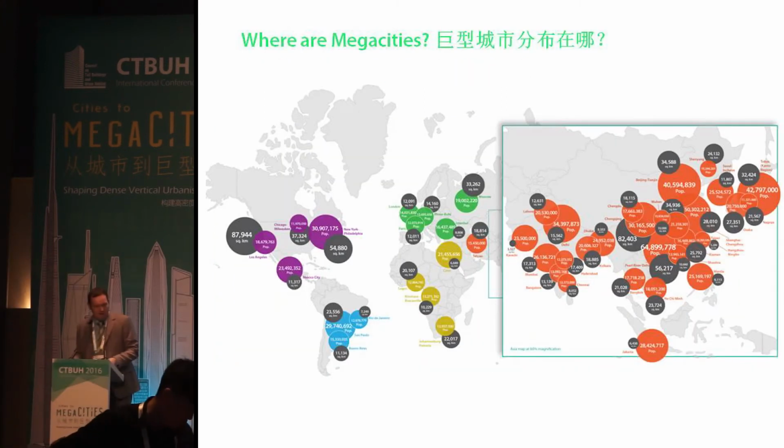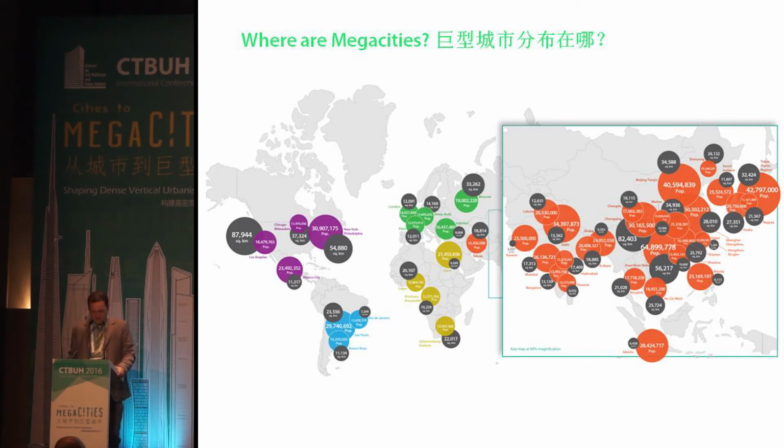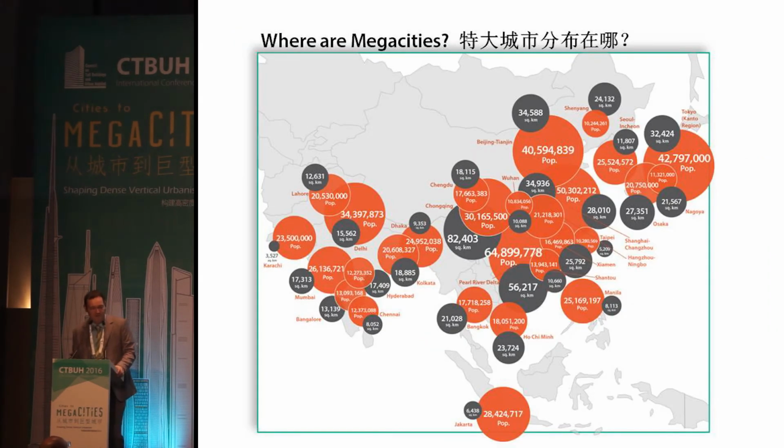So, where are megacities? Predominantly, you're going to find them, not surprising probably to anyone in this room, in Asia. So, 10 of them are in China alone, 29 are in Asia. And what's interesting about this is, here's a close-up. You can see the giant orange dot with 64,899,778. That is PRD. The 40 million plus one over there is Beijing, Tianjin, and then to the right, the 42.797 is Tokyo.